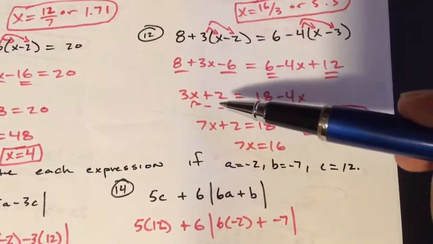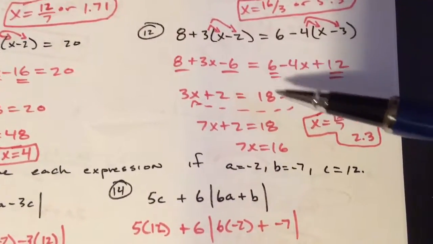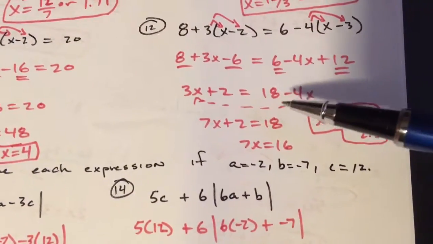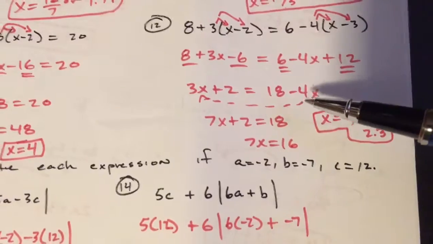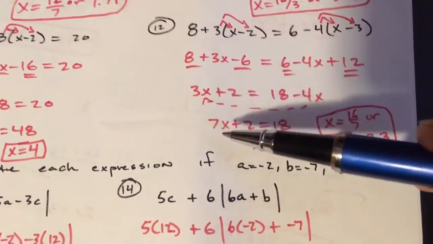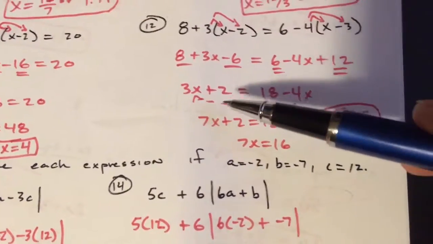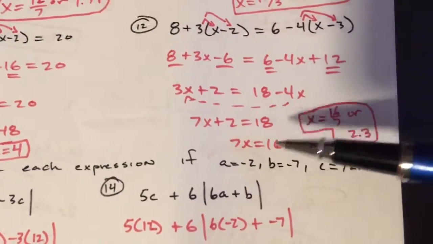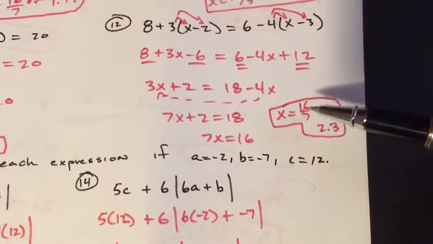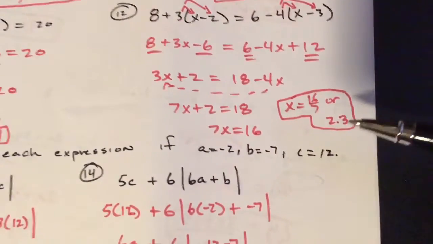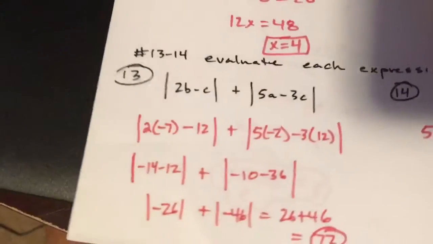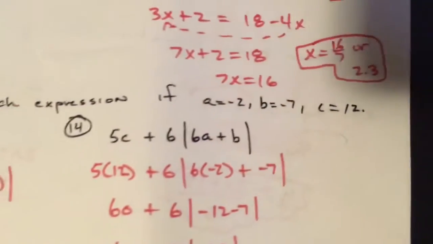8 minus 6 is 2. 3x plus 2 equals 6 plus 12 is 18 minus 4x. Move that over through addition. You got 7x plus 2 is 18. Subtract 2 from both sides. 7x is 16. You can write it as 16 over 7 or 2.3. Either of those is fine. Take your time on 13 and 14.